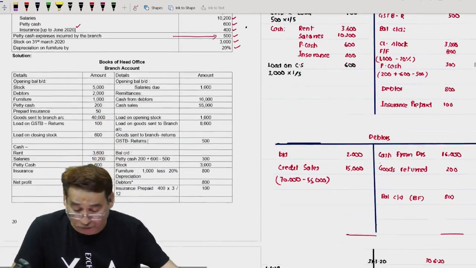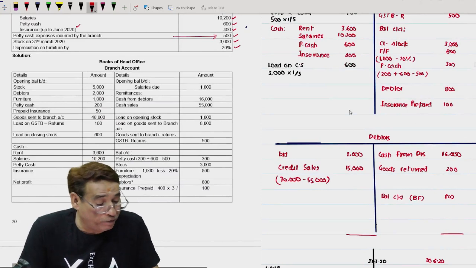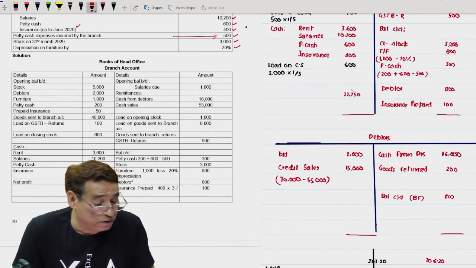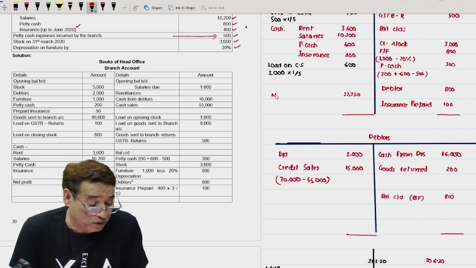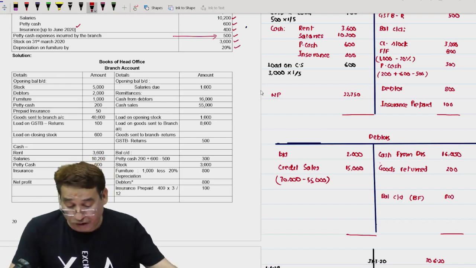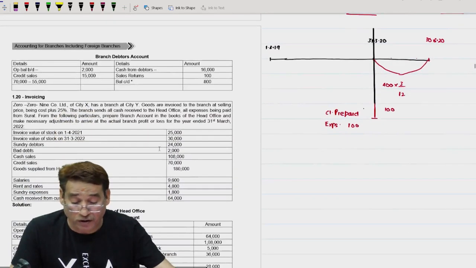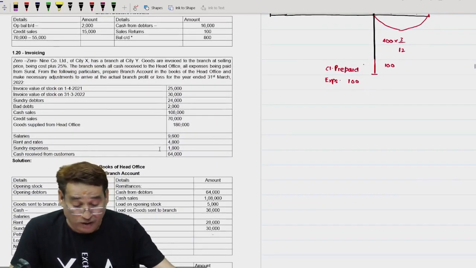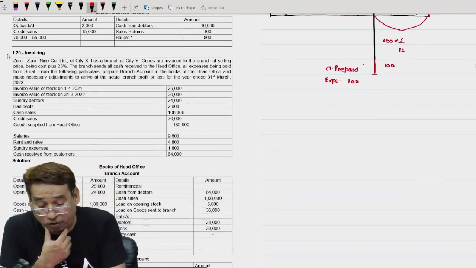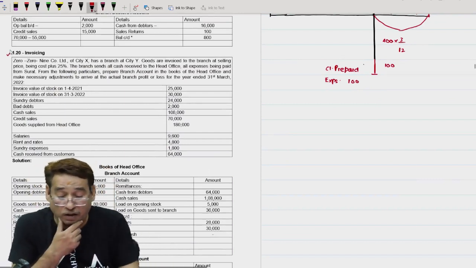And now when you will finish it up, your net profit will be equal to 22,750. This is your net profit, correct, 22,750. So this is the important point in this particular question. And as far as 1.20 is concerned, this question should not pose you any difficulty.